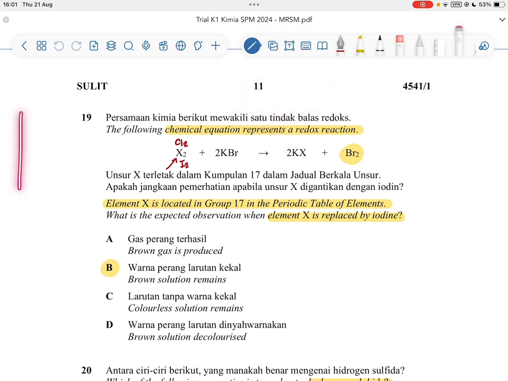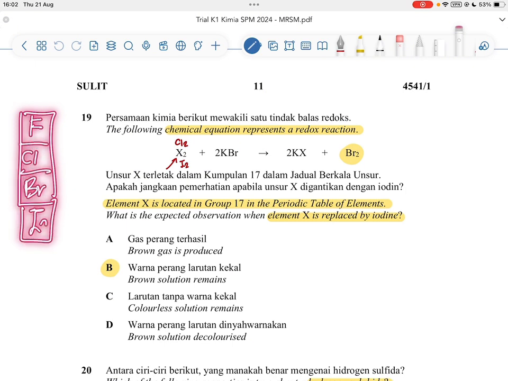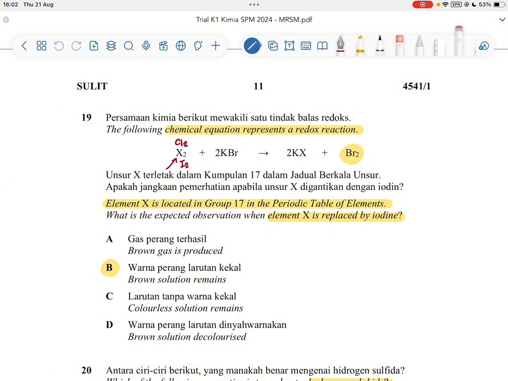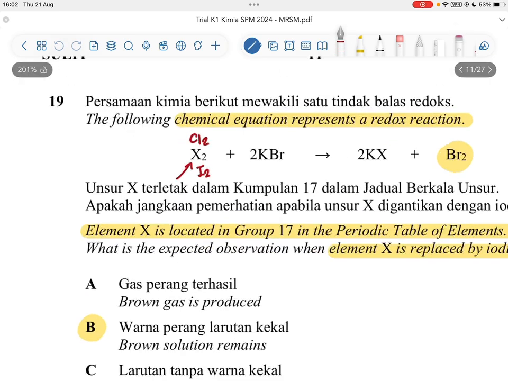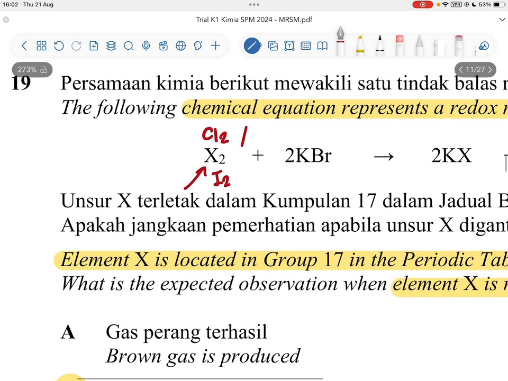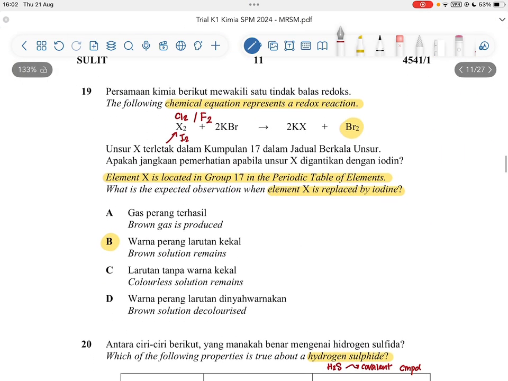So from the periodic table of elements, the first one is fluorine, chlorine, bromine, and then iodine. So something that can displace the bromine will be fluorine or chlorine. It must be some element that is higher than the position of the bromine so that it can displace it. So we can deduce that this might be chlorine or fluorine.